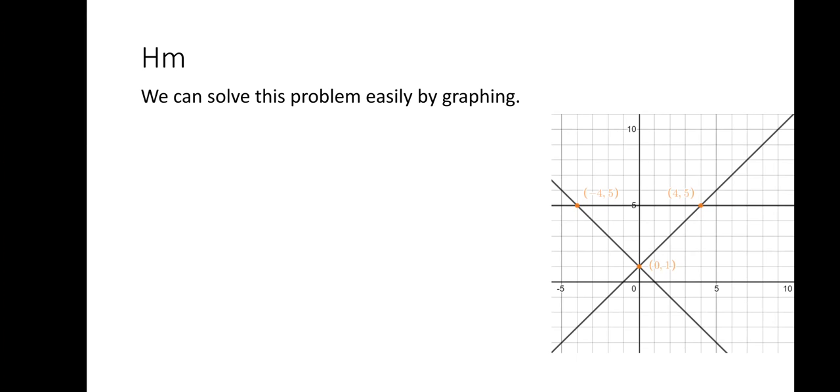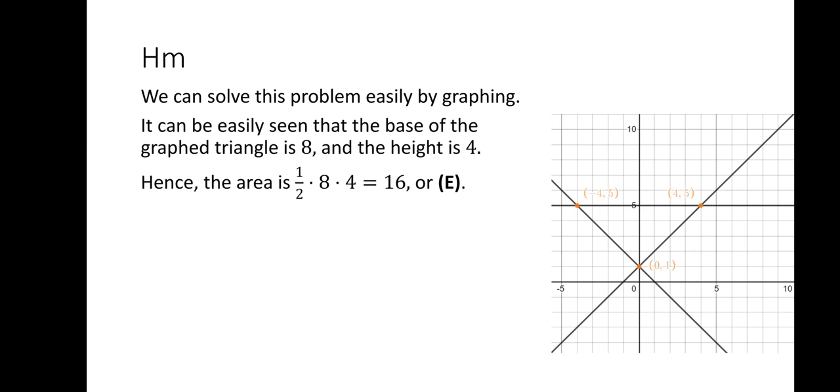We can solve this problem pretty easily by just graphing all the lines. The graph is shown to the right here. It can easily be seen that the base of this triangle is 8 and the height is 4. So the answer is half of 8 times 4 equals 16. That is E, which is our answer.